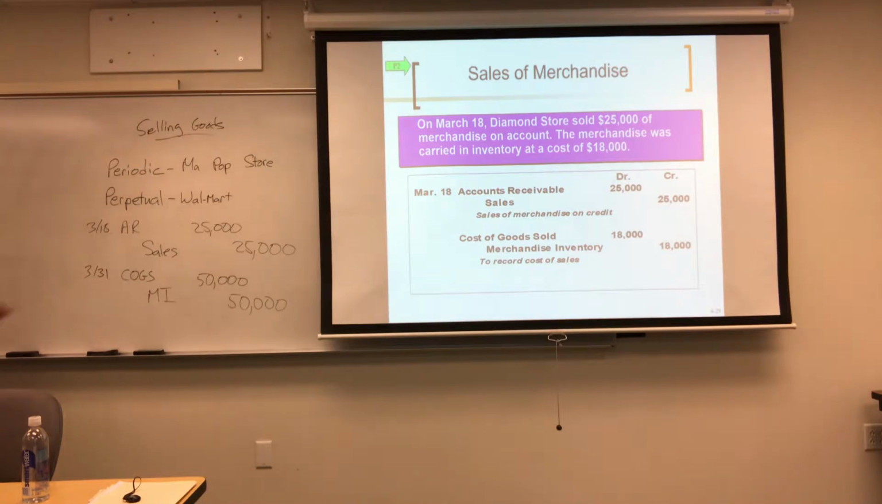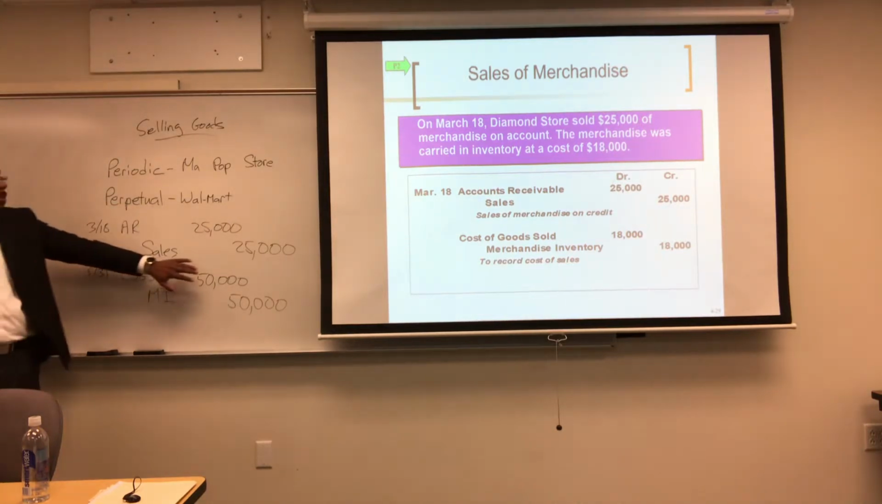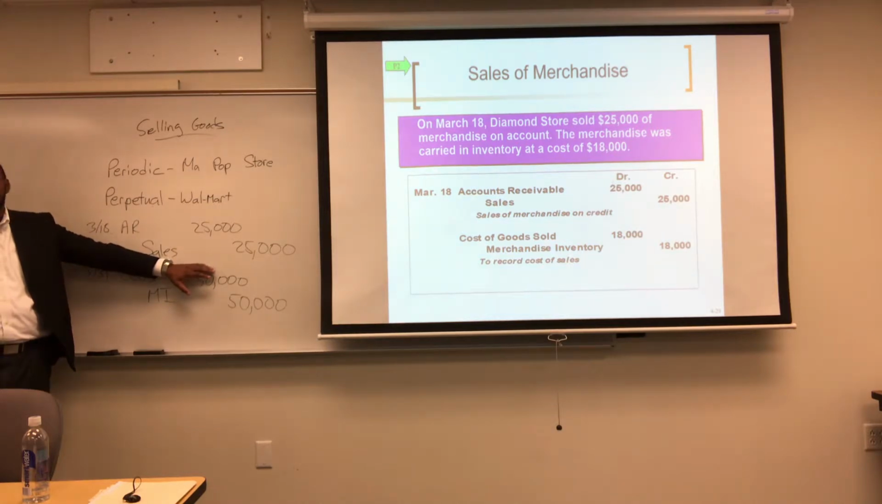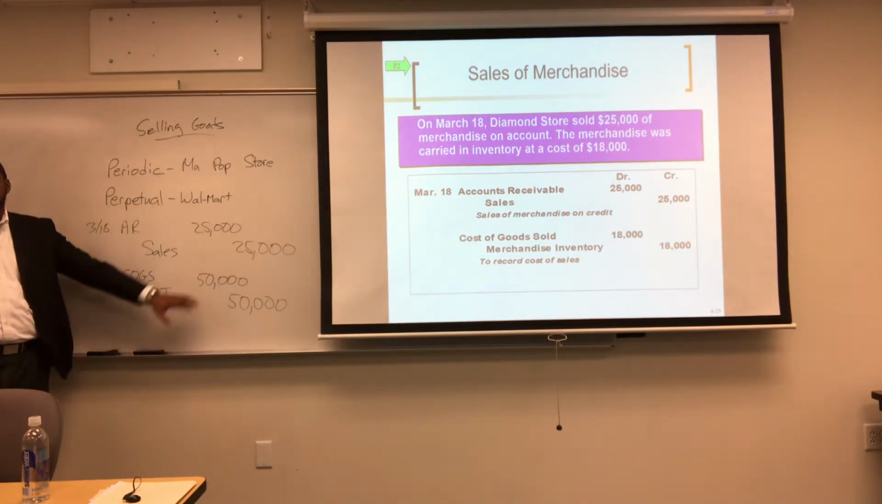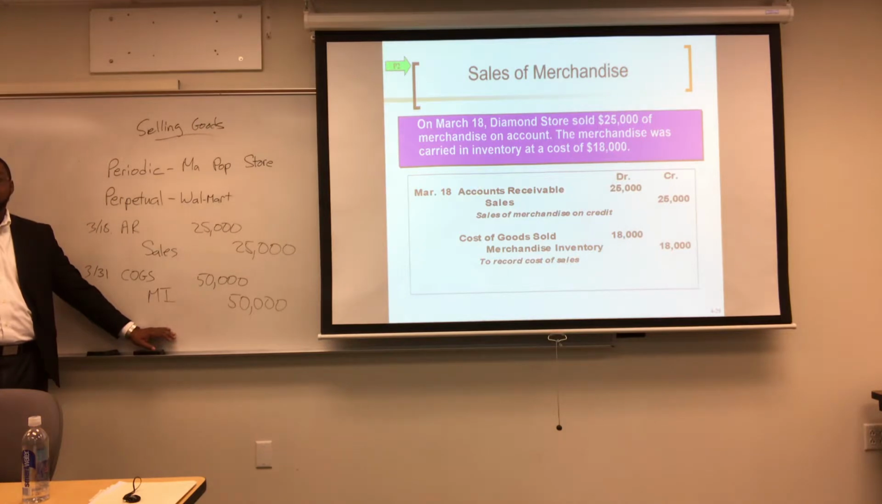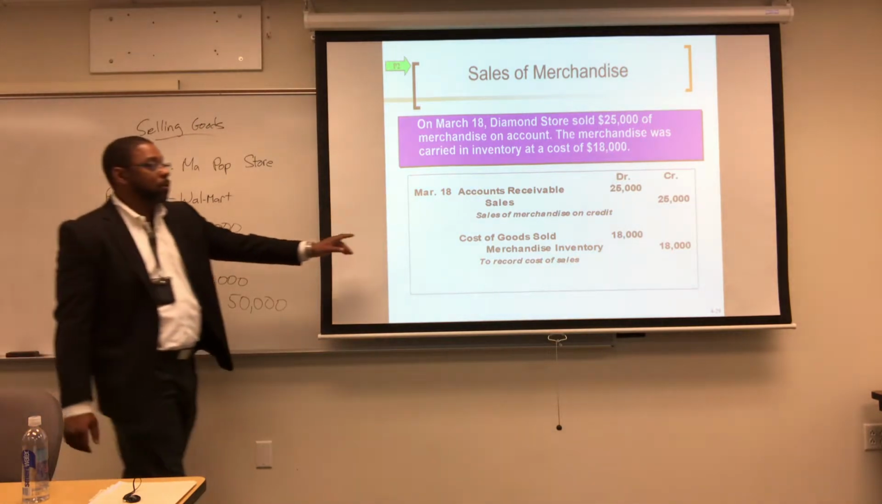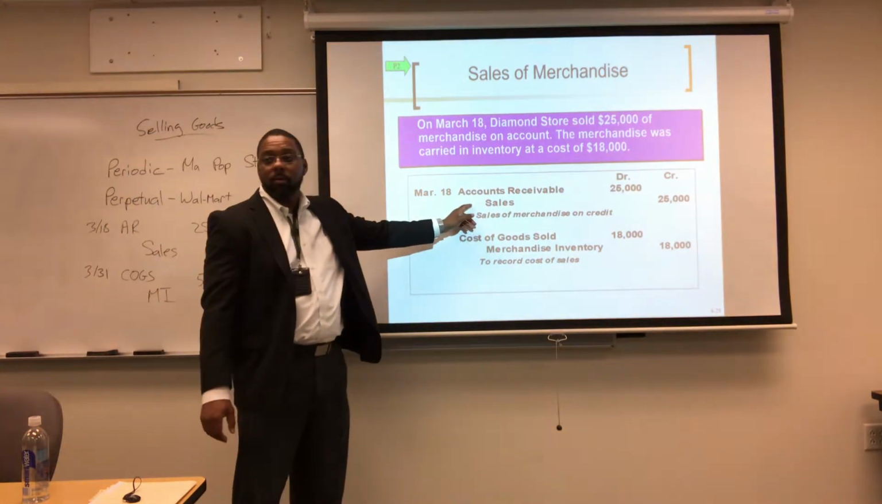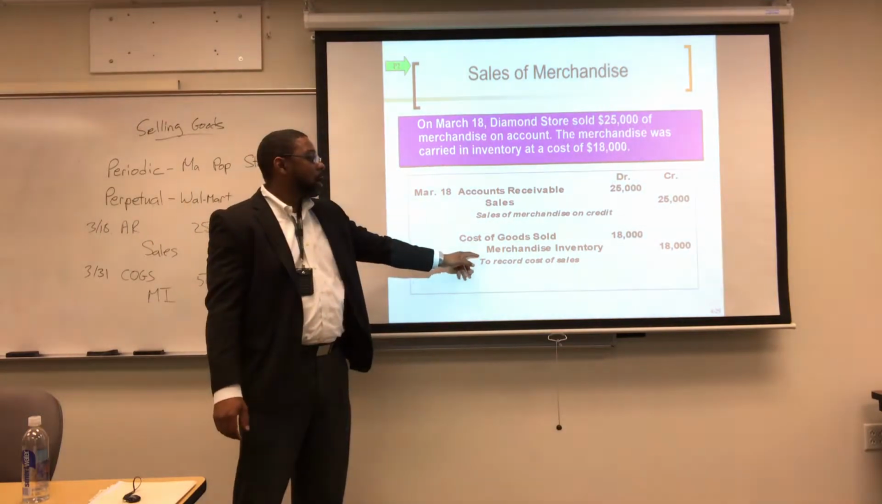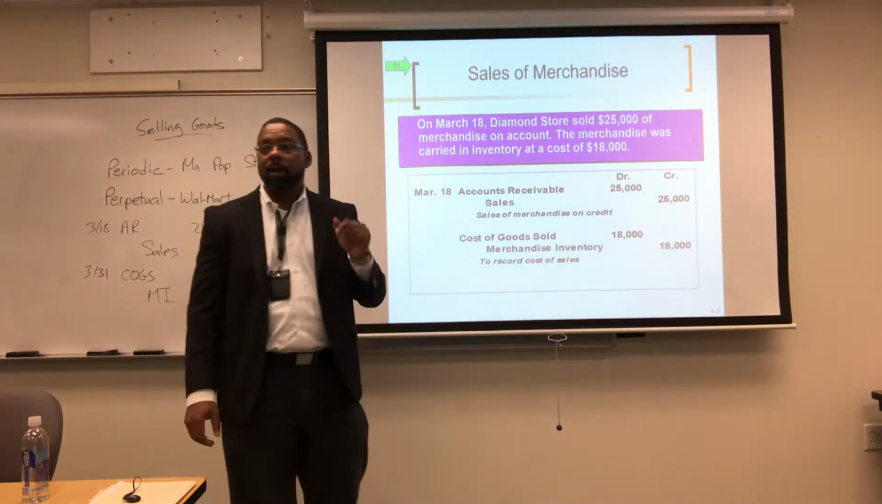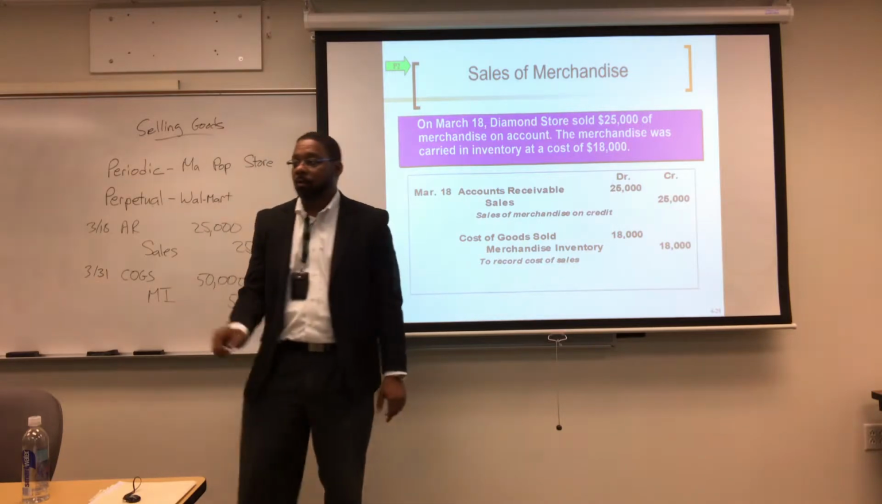So that's the difference between the perpetual system and the periodic. Under periodic, all we deal with when we make a sale is just the sale, and later on, we'll adjust the inventory. Under a perpetual system, we will make a transaction for the sale and a transaction for the inventory adjustment at that time, once it's sold.